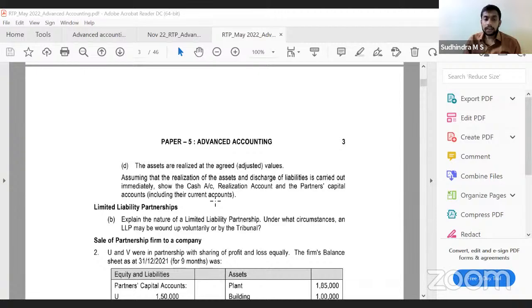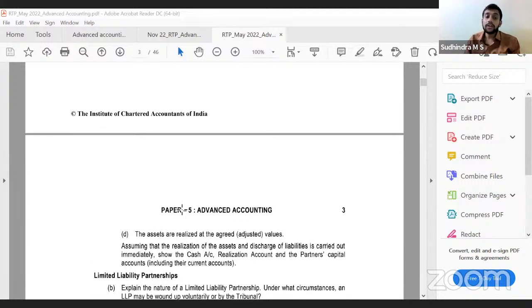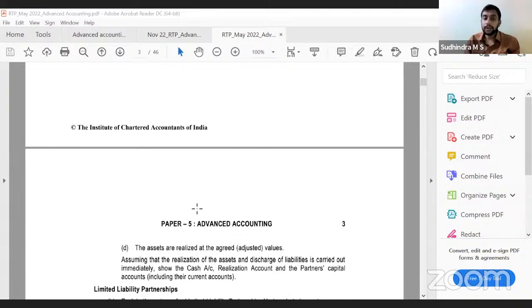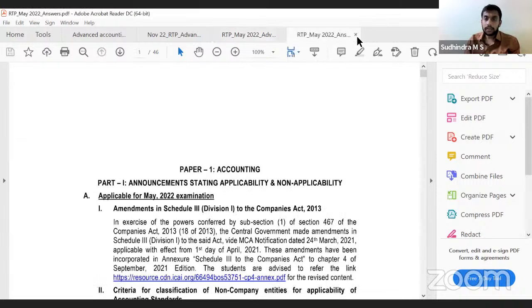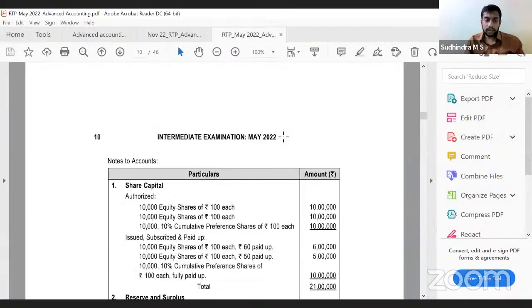Right? Then assets are realized at agreed or adjusted values, assuming that realization of assets and discharge of liabilities is carried out immediately. Show cash account, realization account, and partners capital account, including their current account. Simple. Clear with this? Yes. We'll quickly look into the answer as well.